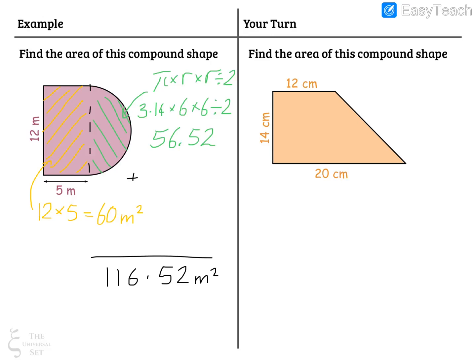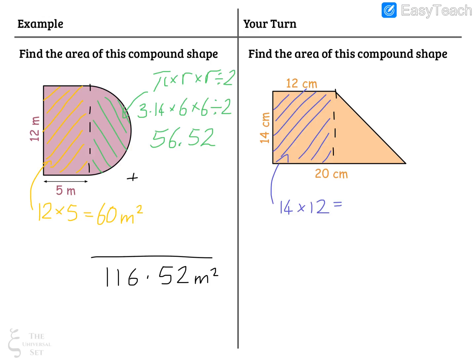Right, so this one we should have been splitting into a rectangle and a triangle. So let's split that up straight away then. There we go. And we'll do a couple of different colours so you know which bits we're doing. So here's my rectangle, we'll do that bit first. A rectangle, remember, is just length times breadth. So length is 14 centimetres, breadth is 12 centimetres.